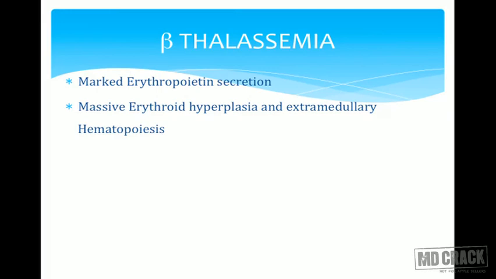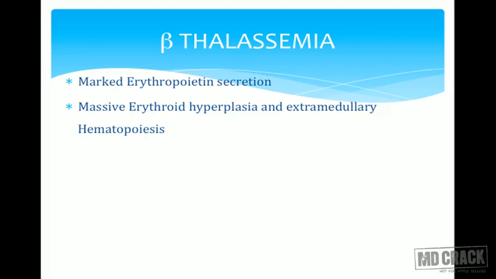So if at all you do bone marrow aspiration, you will see erythroid hyperplasia and nothing more than that. As such, it is not indicated that you have to do bone marrow examination in beta thalassemia. There is no need of doing bone marrow examination. You will see only erythroid hyperplasia and nothing else. No other information you can get.